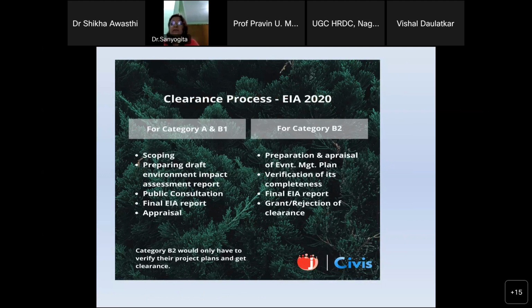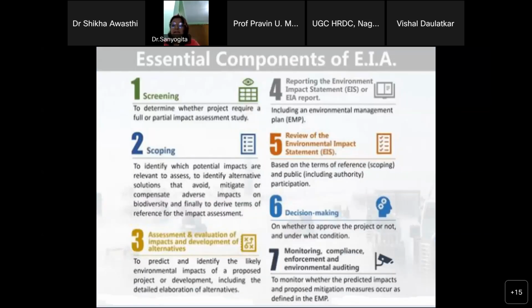In scoping, here the potential impact has been assessed and the alternative solutions that can avoid it have been proposed, so that the adverse impact on the biodiversity and socio-economic level can be reduced. Then assessment and evaluation of the impacts leads to the developmental alternatives. So the alternatives have been proposed so that development can't be stemmed because of the biodiversity.